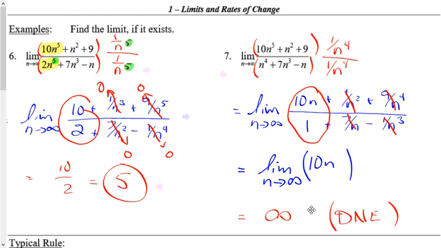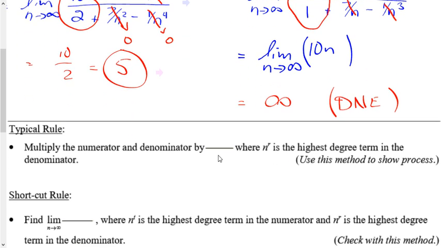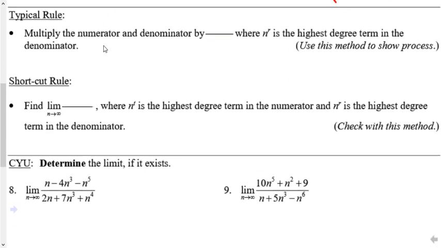So that's why we use this strategy. For number 7, we look at the highest degree term in the denominator, and we use that when we are multiplying top and bottom by the reciprocal. So here is our typical rule, and the rule that I'm expecting you to use showing the process. We'll multiply numerator and denominator by 1 over n to the r, where n to the r is the highest degree term in the denominator. Notice we ignore the coefficient, so we just use the n to the r part.